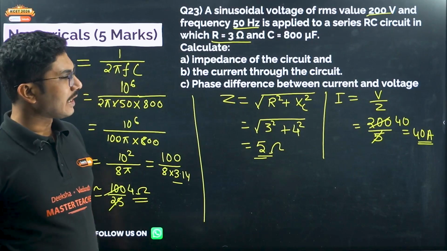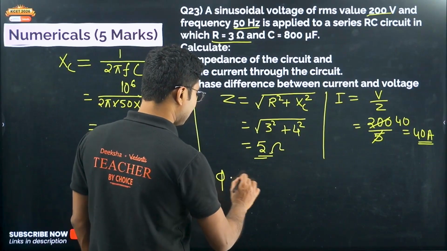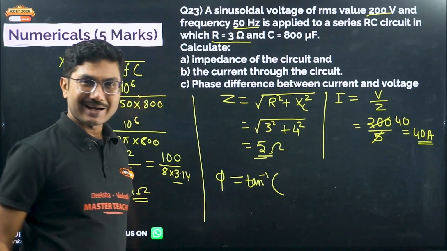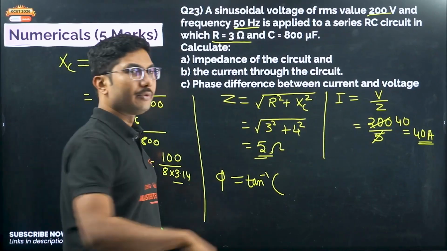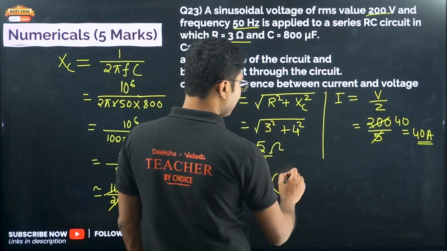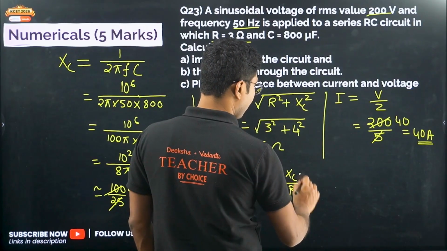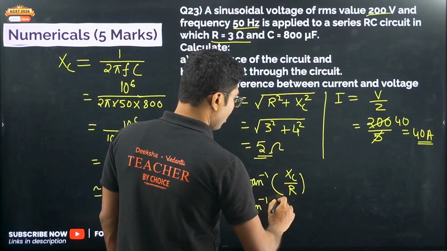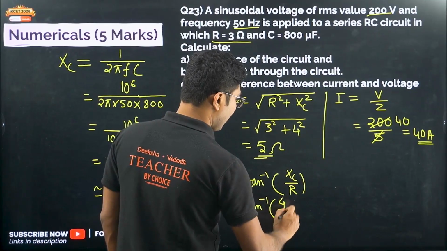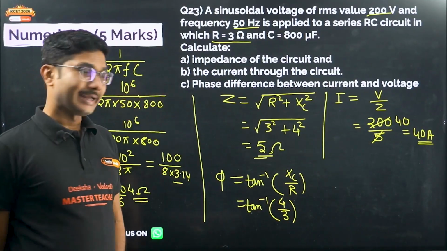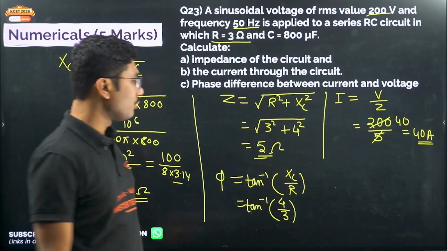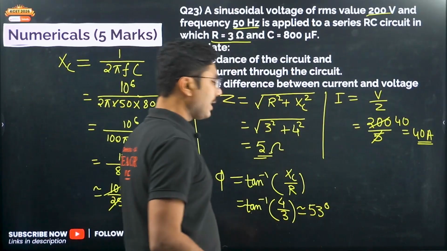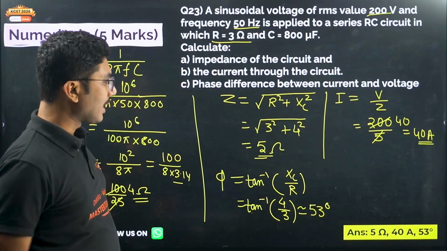Phase difference between current and voltage. So phase difference value again is tan inverse of (XL minus XC) divided by R. Now here again XL is not there and we will not take the negative sign. We will simply take XC by R, or tan inverse 4 by 3. Now 4 by 3 is again another specific value, which turns out to be 53 degrees. Okay, it is a specific angle, so you can check that.